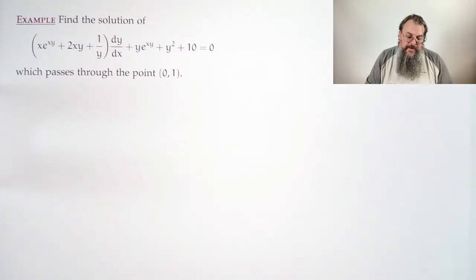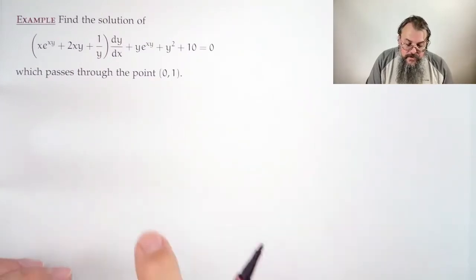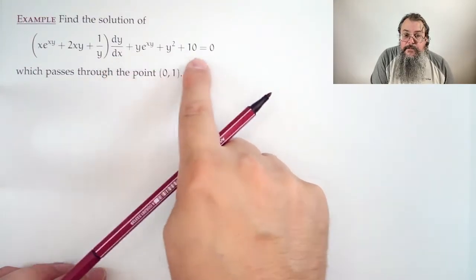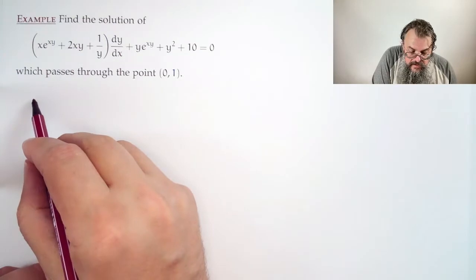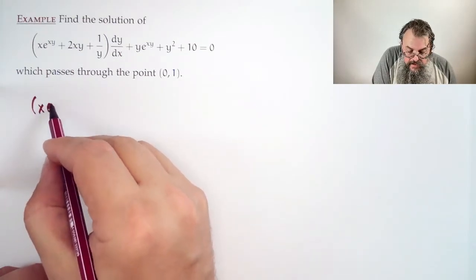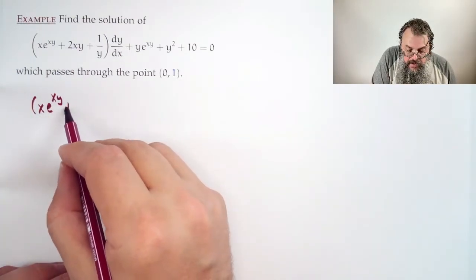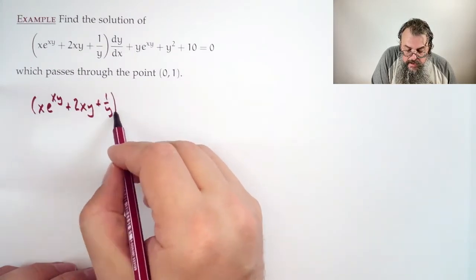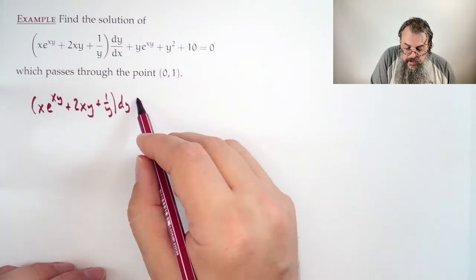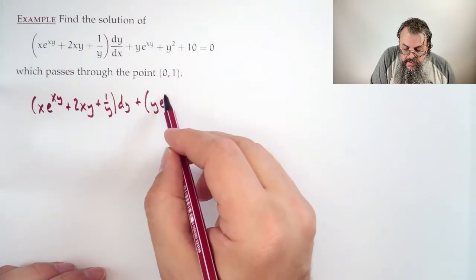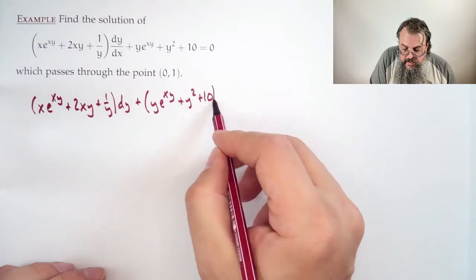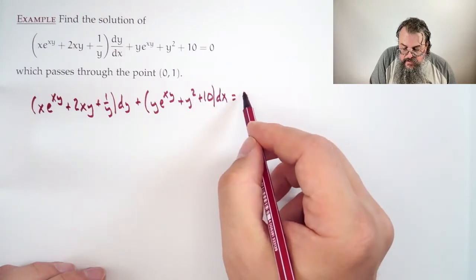It's exact. Now, the first thing we'll do is rewrite it. We'll think of this as a dx separated from the dy and multiply through. And so we'll have (x e^(xy) + 2xy + 1/y) dy + (y e^(xy) + y^2 + 10) dx = 0.